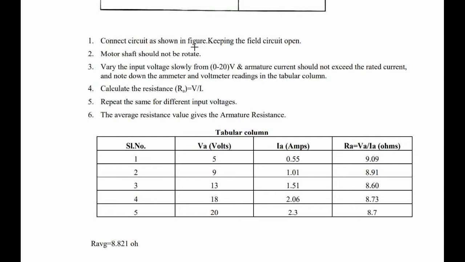Note down the corresponding voltage and current in the given tabular form. So this is the voltmeter reading, these are the ammeter readings. Note down the corresponding values and calculate the armature resistance with the help of this formula: RA is equal to V upon I. Repeat this experiment with different input values and determine the armature resistance, and finally we average the armature resistance values to get the proper value. Theoretically, the average is determined as 8.825 ohms.